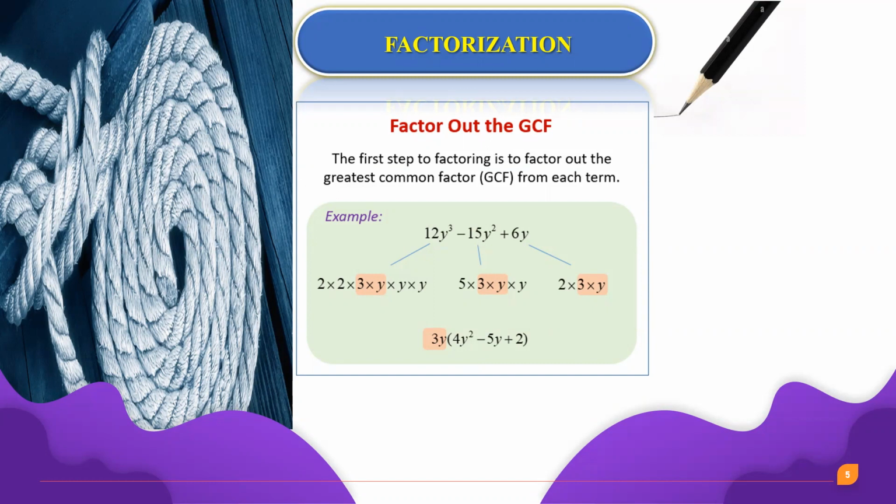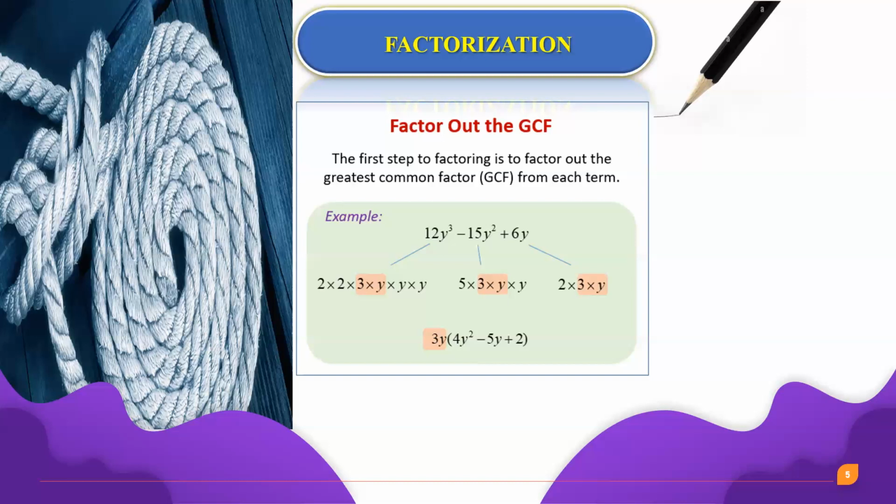We are going to look at factorization, algebra. This is part 2. Factorization, that is, we are going to first consider factoring out the GCF, the greatest common factor. So when factorizing, this is the first step that you have to do for these numbers that are being given. You have to look at the greatest common factor of each term.